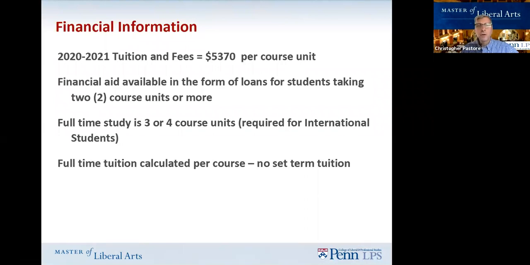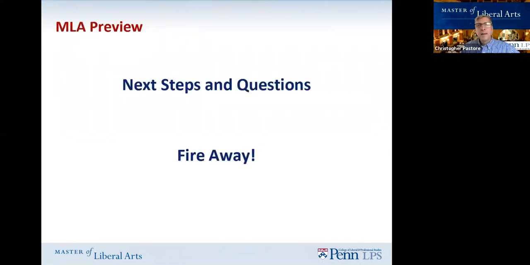Full-time is 3 or 4. That's required for international students. A student who starts full-time but is not international, and then decides to slow down and do part-time because they get a cool job opportunity, we allow people to flex and move back and forth. We're not, as I said, a one-size-fits-all. And as I said, full-time tuition is set per course. It's not calculated by the term. So that's really the overarching view of the MLA, sort of from the 5,000-foot view.